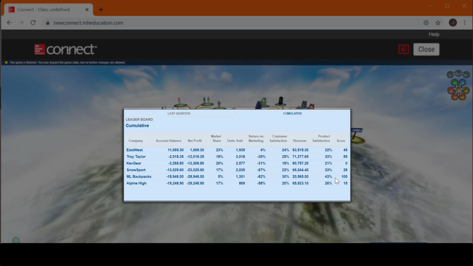Were people happy with that? And you can see here that maybe they didn't sell as many backpacks, but people were satisfied with the product. This can give you a good idea of how you're doing against your competition, and it might give you some insight on, maybe we need to work on something to sell more if our market share is low.